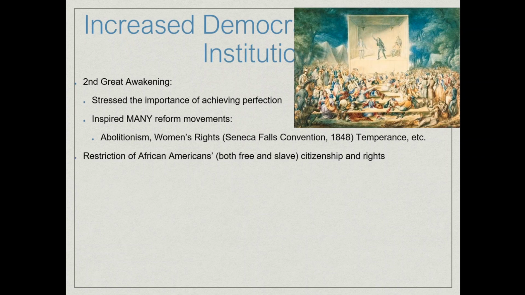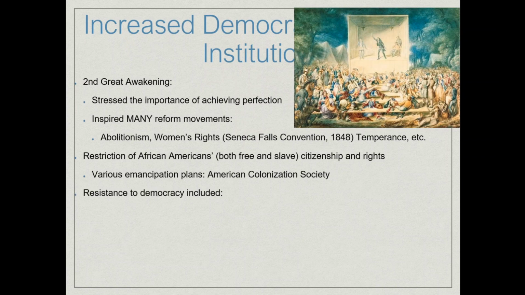In the South, African Americans, both free and slave, will have a lot of restrictions on their citizenship and their rights. There will be some emancipation plans. The American Colonization Society was formed during this time. Eventually, we're going to have other anti-slavery groups like the American Anti-Slavery Society. We have the Quakers, which was the first anti-slavery group.